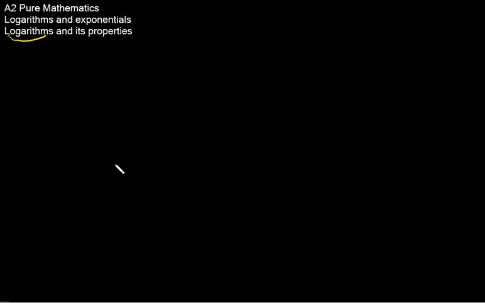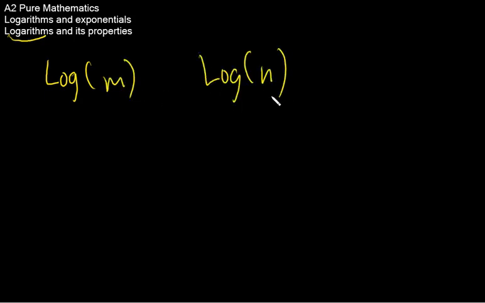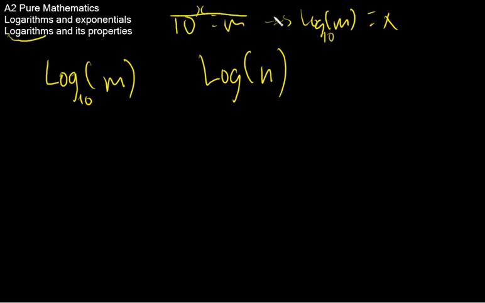Now let's talk about some of the properties of logarithms. Let's say you have log of a number m and log of n. When we write log without a base, that means this is base 10. So if 10 to the power of x is equal to m, then log of m is equal to x. So we don't have to write the base of 10 here. In this case, we will use log base a, which is any base. So these are the properties of a logarithm.